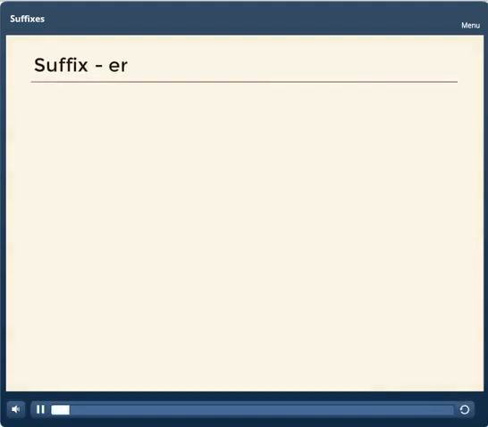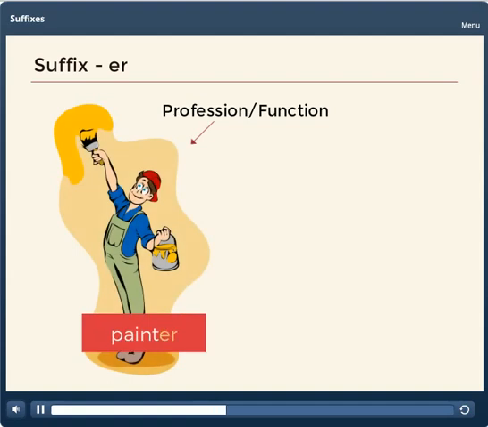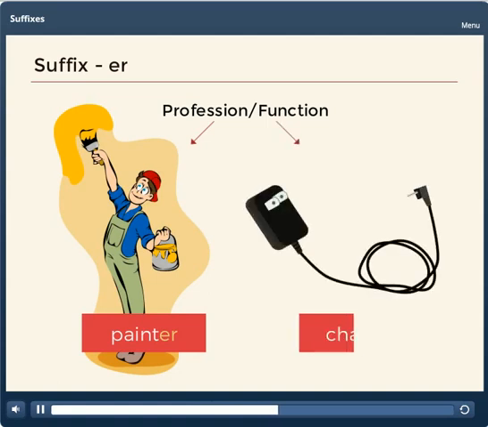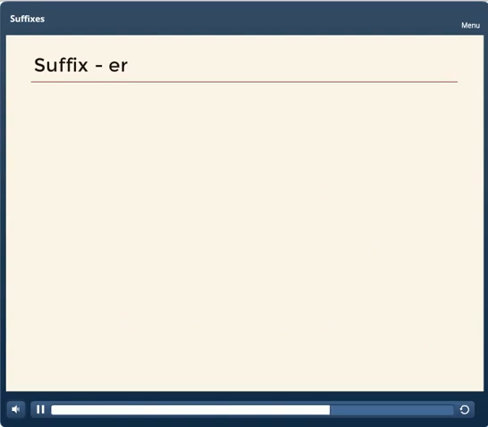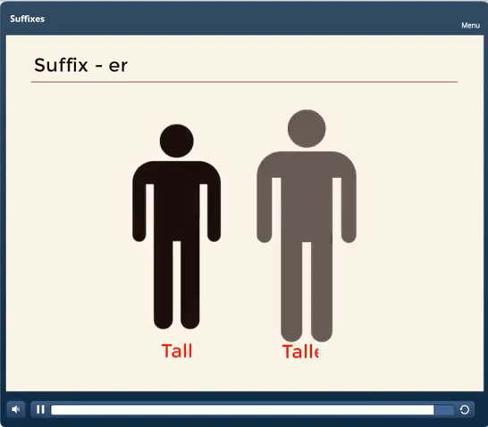As you can see, the suffix er has two functions. First, it can be added to a verb to show someone's profession or function. For example, when you add er to the verb paint, we get painter, a person who paints. Similarly, a charger is an object that charges, and so on. Second, as you have already learned, er can be added to an adjective to make a comparative adjective. For example, we can add it to the adjective tall to create the word taller.